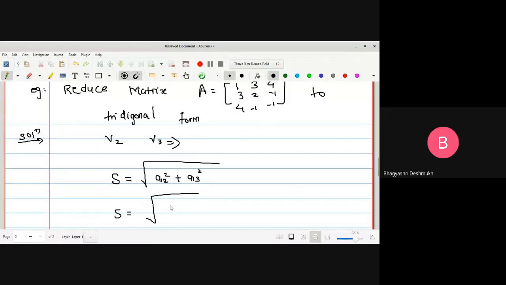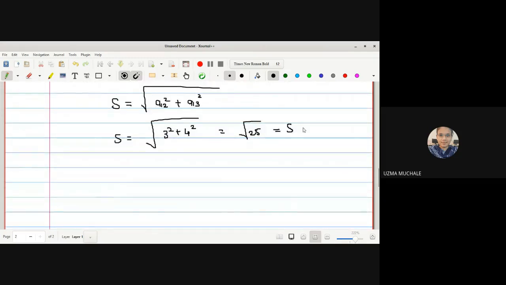3 square plus 4 square will be equal to 25, correct? So the value of S is equal to 5. Right? Now let us find out the value of V2 square. V2 square is equal to, what is the formula?